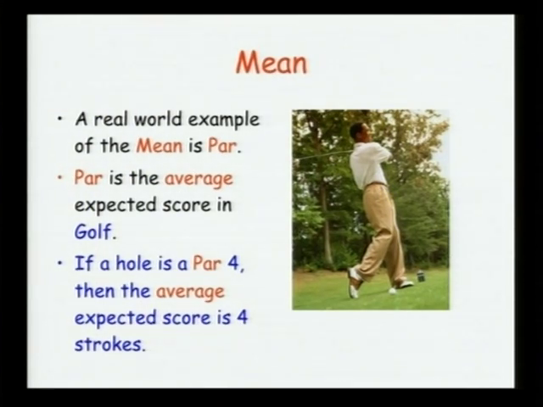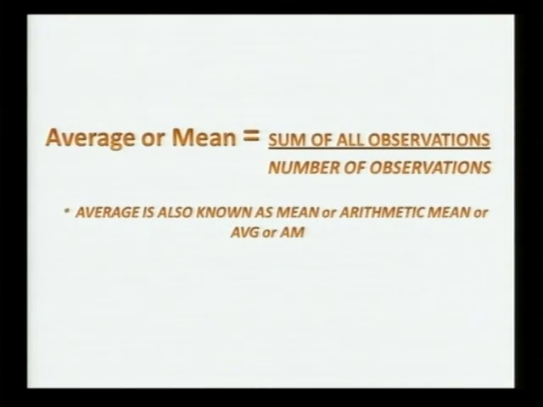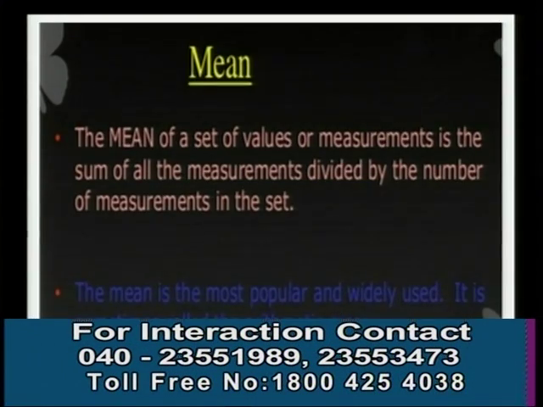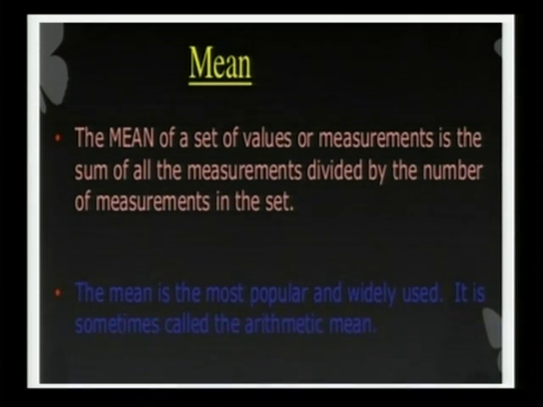Mean. A real world example of mean is par. Par is the average expected score in golf. If a hole is par 4, then the average expected score is 4 strokes. The definition of mean: average or mean is equal to sum of all observations by number of observations. Average is also known as mean or arithmetic mean. It is denoted as average or AM. The mean of a set of values or measurements is the sum of all the measurements divided by the number of measurements in the set.